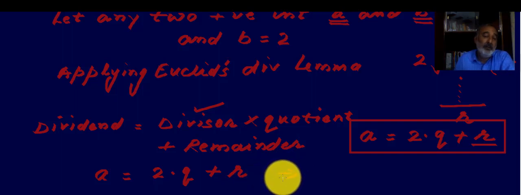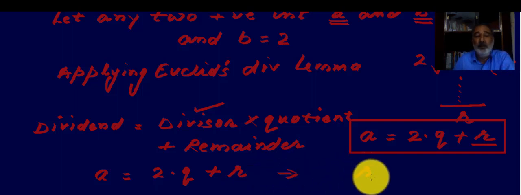There was a condition that r should be greater than or equal to 0 and less than b, and b is 2 here, so less than 2.